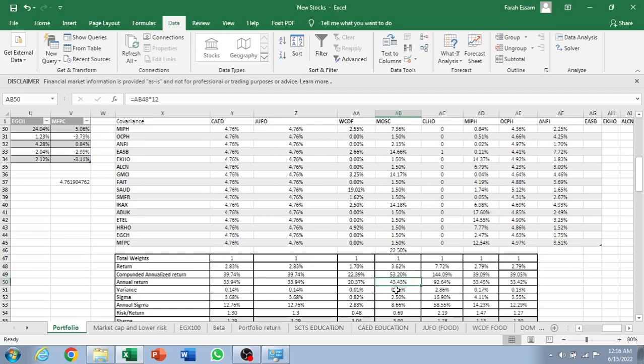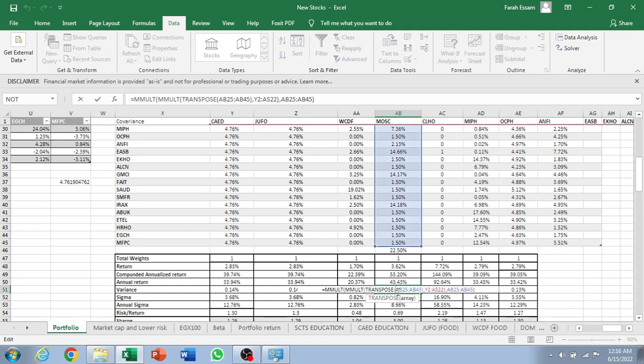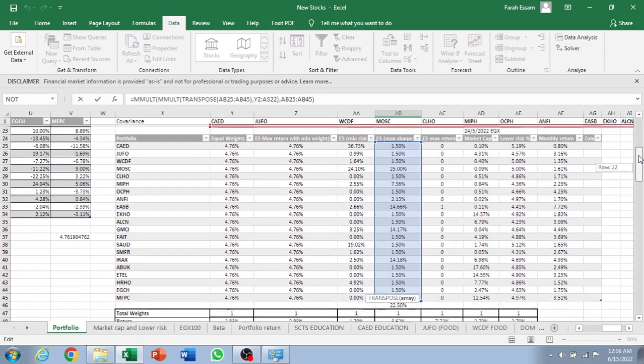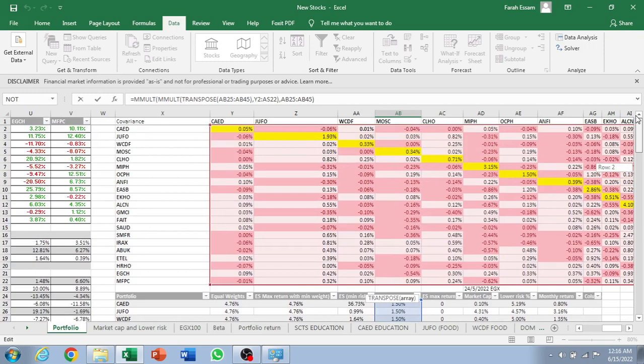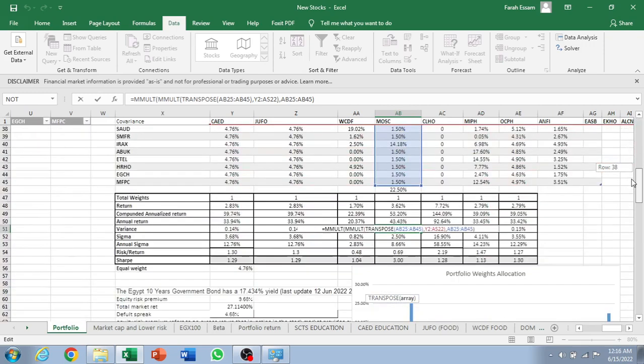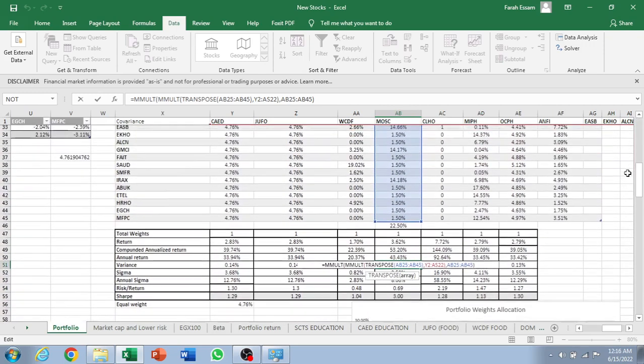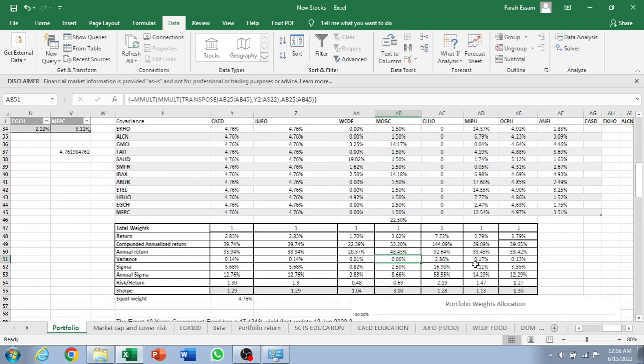To get the variance, we're going to use the covariance matrix. So I use this function here, MMULT with TRANSPOSE: I transpose the weights of each strategy, multiply by the covariance matrix, and then by the weights again. As for the sigma, it's just the square root of the variance, and to get the annual sigma, we multiply by the square root of 12.